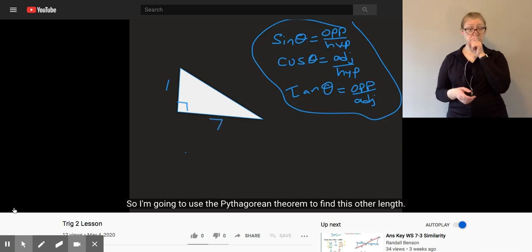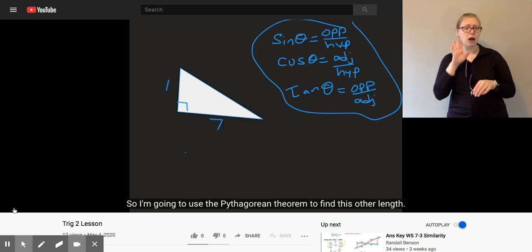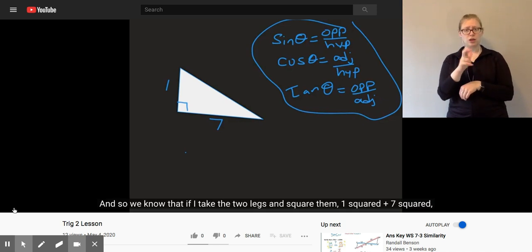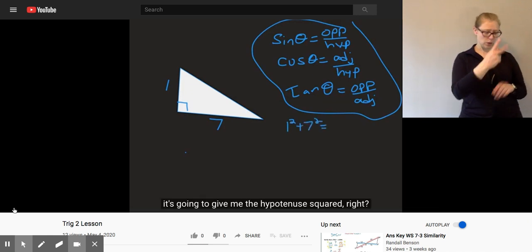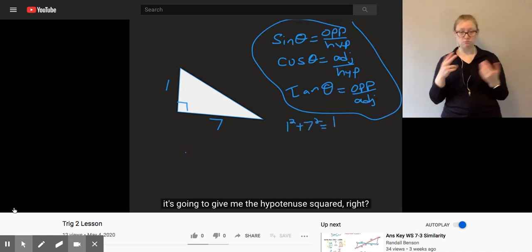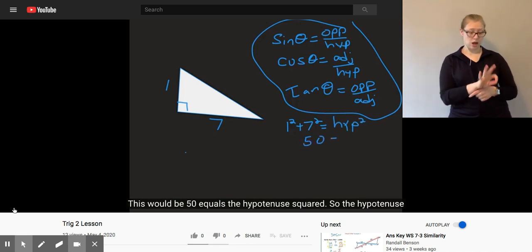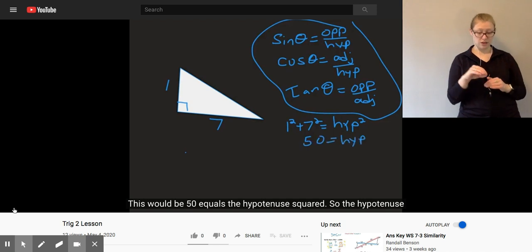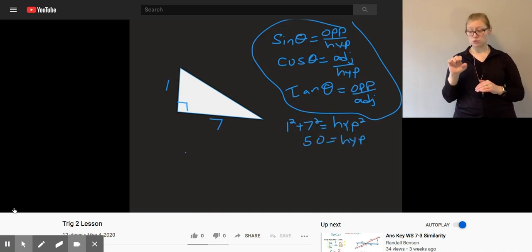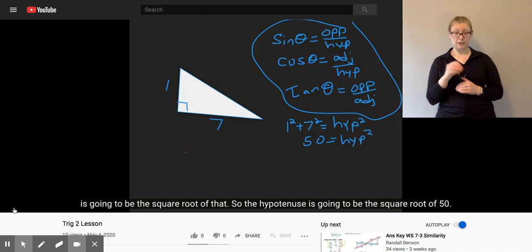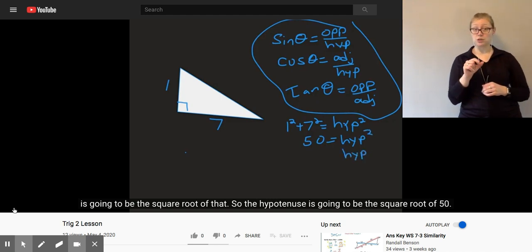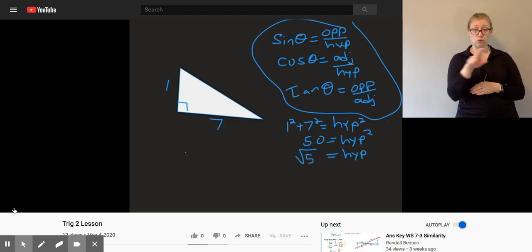So I'm going to use the Pythagorean theorem to find this other length. And so we know that if I take the two legs and square them, 1 squared plus 7 squared, it's going to give me the hypotenuse squared, right? That's the Pythagorean theorem. So we have 49 plus 1. This would be 50 equals the hypotenuse squared. So the hypotenuse is going to be the square root of 50.